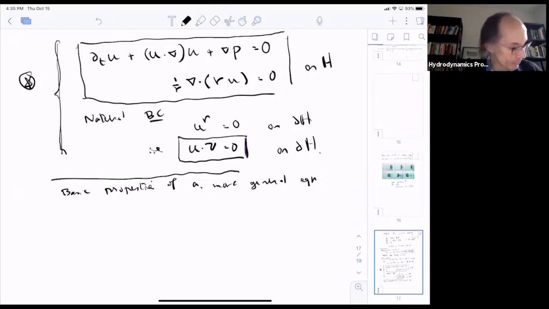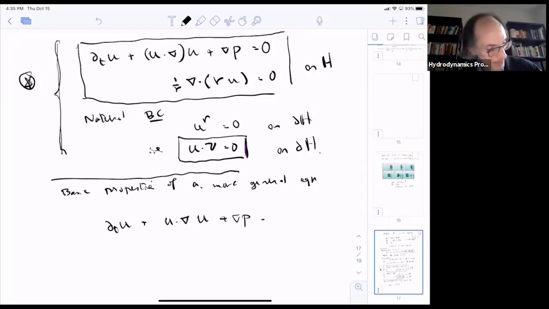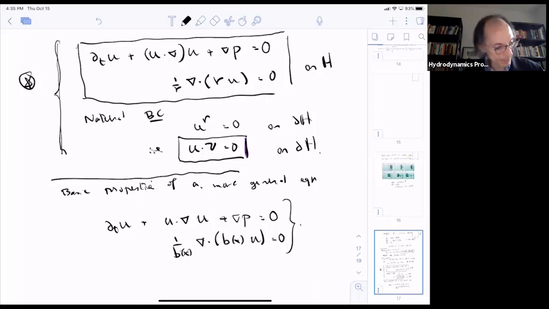The first equation is going to be again the Euler equation with no change, and the second equation will be, say, 1 over b of x times the divergence of b of x u is 0, and so this will be in, and so I should say, h cross some time interval.